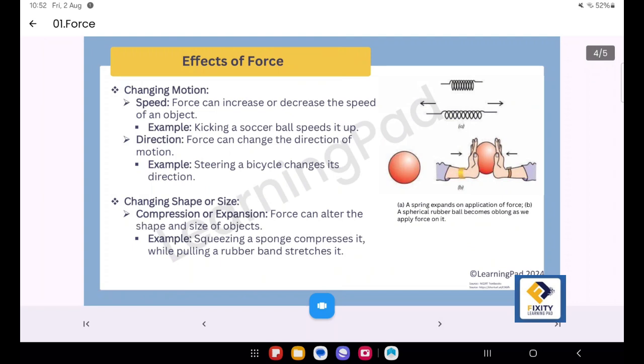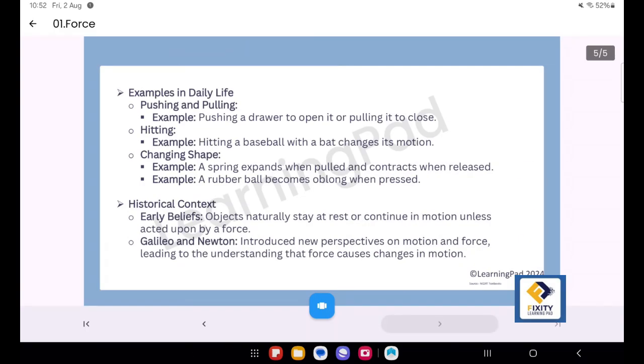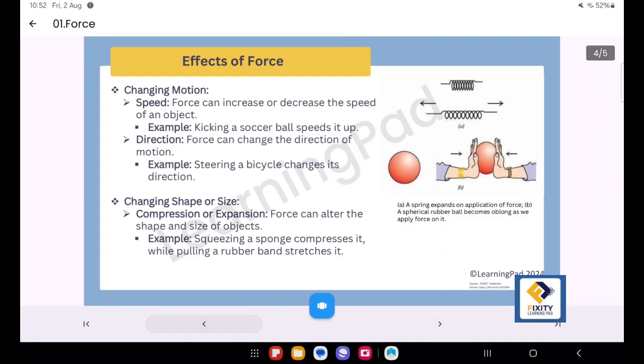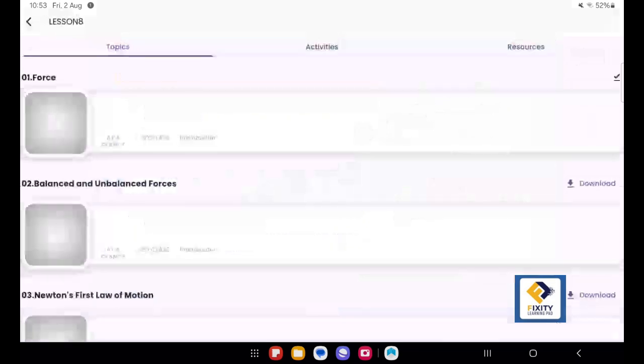Effects of force also we are going to be talking about today. Force can cause change in state of motion, from rest to motion. It can also change the shape and size of an object, and the speed of an object. Alright, so all of these concepts we're going to be discussing today. Let us go to our 3D models and try to understand these things in a better manner.